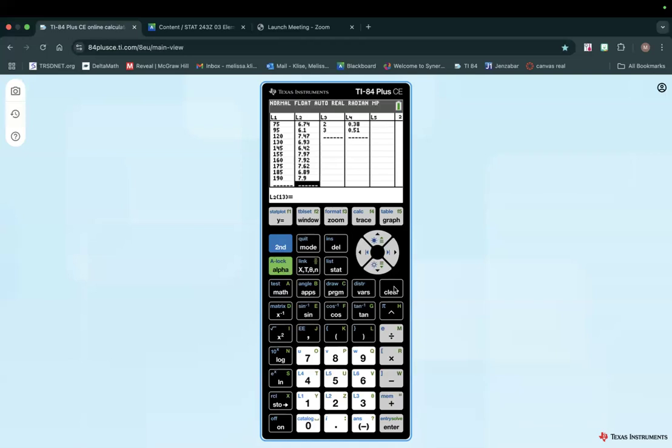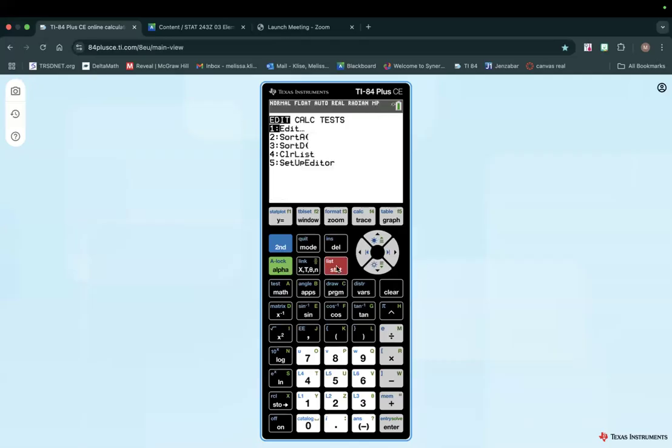Does anyone need another moment or we all have our numbers in there? We all good? Okay. Now we're going to hit the stat button again. And you go over to calc. So you're going to arrow to the right to calc. And we're going to use number 4. This is LinReg(ax+b). So you're going to go down to number 4 and hit enter. So you should have this screen.